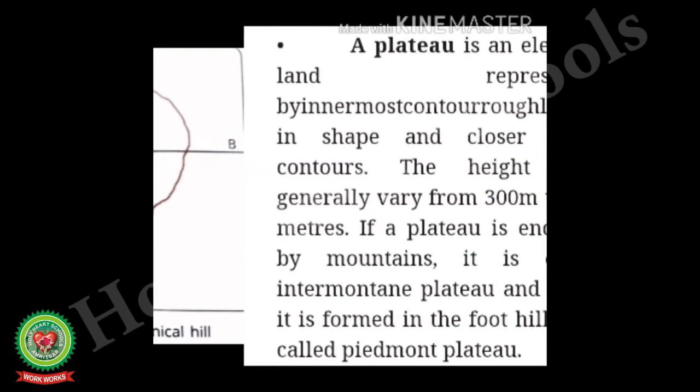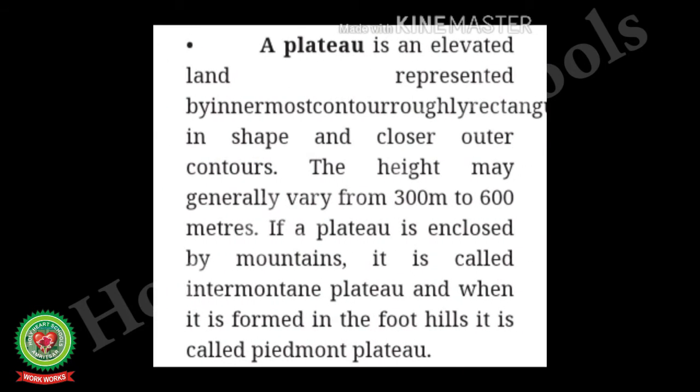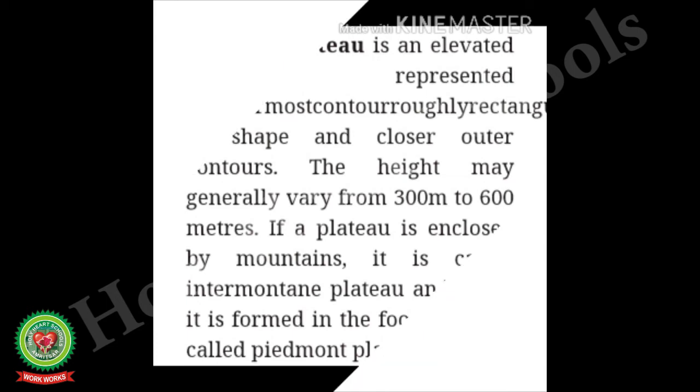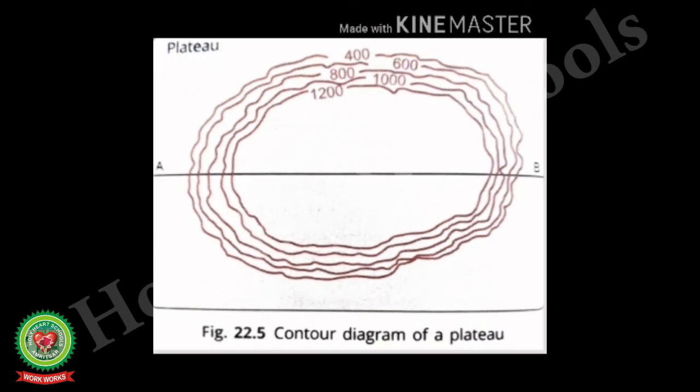Second is a plateau. It is an elevated land represented by innermost contour roughly rectangular in shape and closer outer contours. The height may generally vary from 300 meter to 600 meter. If a plateau is enclosed by a mountain, it is called intermontane plateau, and when it is formed in the foothills, it is called Piedmont plateau. The top of the plateau is almost flat without contours or has very few contours, whereas its sides are shown by closely spaced contours.